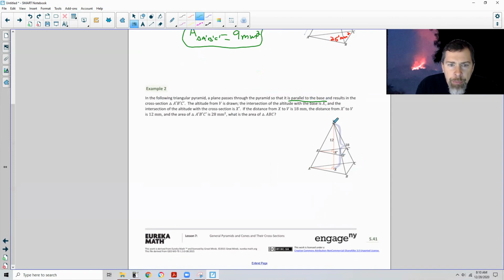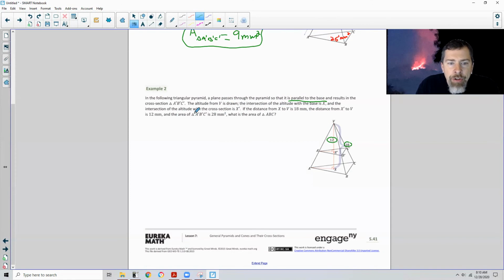The altitude from V is drawn. So there's the altitude going through, perpendicular to each base. All right. The altitude from V is drawn. The intersection of the altitude with base is X and the intersection of the altitude with the cross section is X prime. If the distance from X to V, the base all the way down here up to V, is 18. The distance from X prime to V is 12.